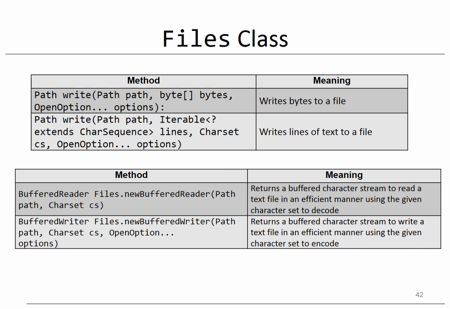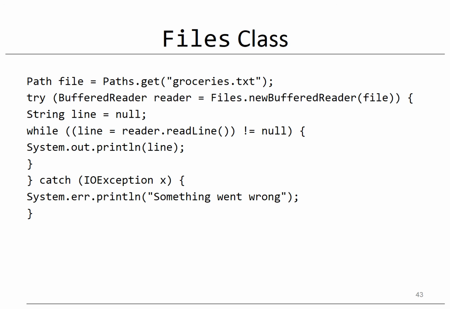newBufferedReader, which returns a buffered character stream to read a text file in an efficient manner using the given character set to decode, and newBufferedWriter, which returns a buffered character stream to write a text file in an efficient manner using the given character set to encode. This code fragment illustrates the newBufferedReader method for our groceries example in combination with a try-with-resources block.